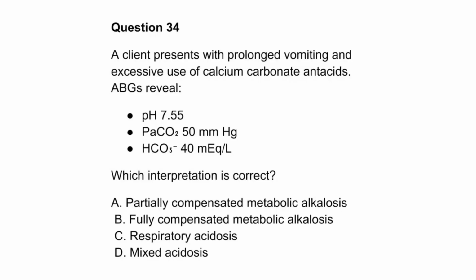Question 34. A client presents with prolonged vomiting and excessive use of calcium carbonate antacids. ABGs reveal. pH 7.55. PaCO2 50 millimeters of mercury. HCO3 40 milliequivalent/L. Which interpretation is correct? A. Partially compensated metabolic alkalosis. B. Fully compensated metabolic alkalosis. C. Respiratory acidosis. D. Mixed acidosis.